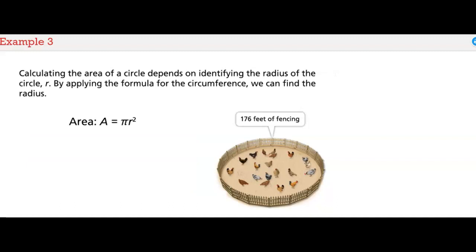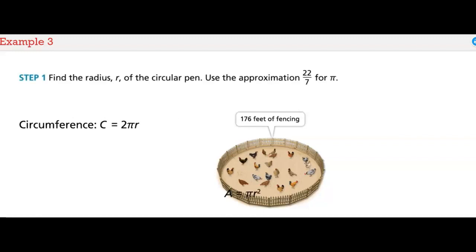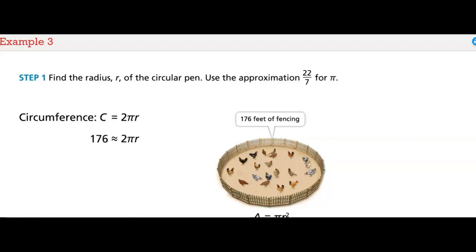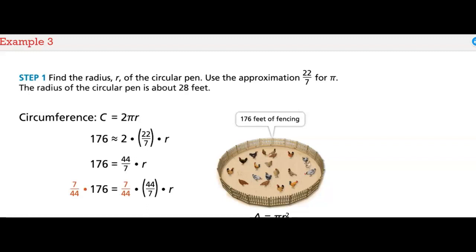Calculating the area of a circle depends on identifying the radius of the circle, r. By applying the formula for the circumference, we can find the radius. To find the radius r for the circular pen, substitute 176 for C in the circumference formula. Use the approximation 22/7 for pi. Use multiplication and inverse operations to simplify the equation. The radius r of the circular pen is about 28 feet.